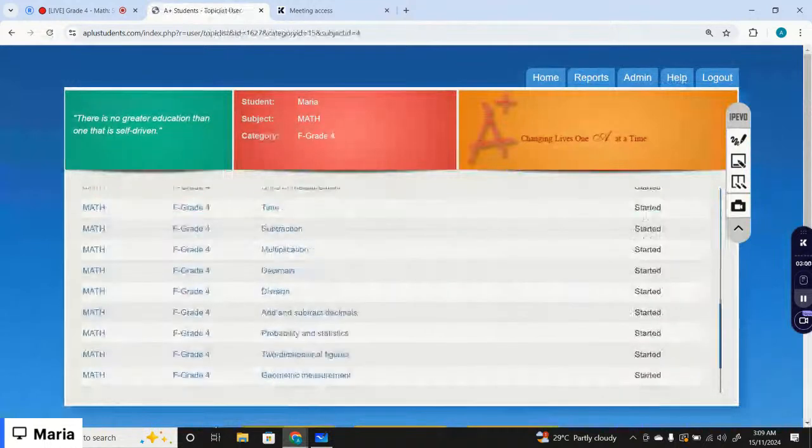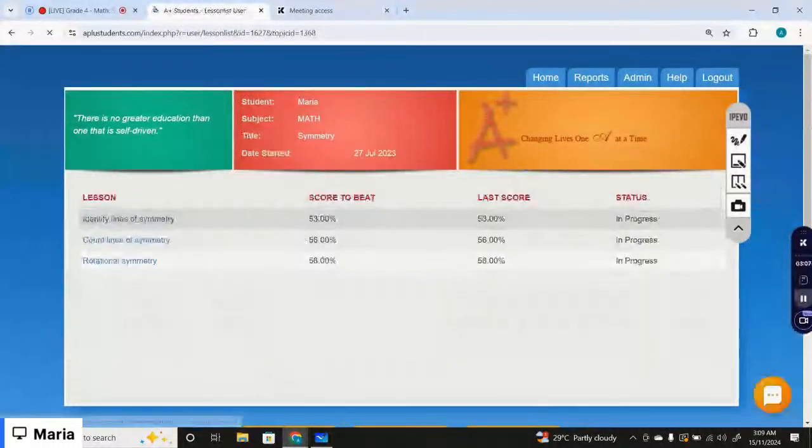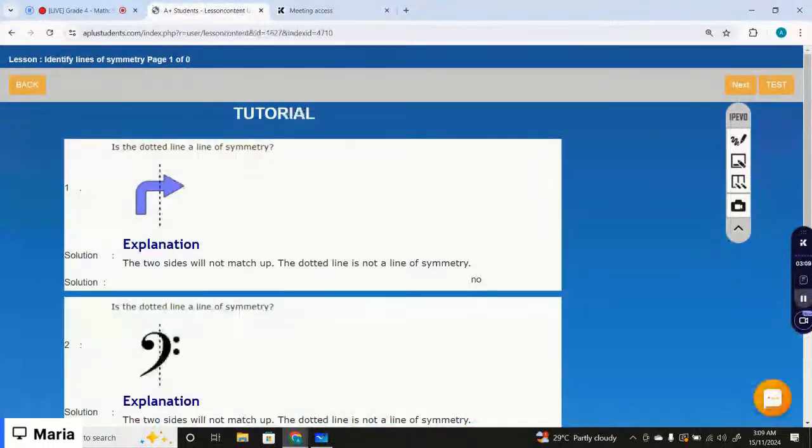Is the dotted line a line of symmetry? So what is a line of symmetry? A line of symmetry is the line where, if you fold the image along the dotted line, the two sides match up, right? Just look at the one we are on right now. If you fold the image along the dotted line, the two sides will not match up, right? So the dotted line is not a line of symmetry. The correct option is no.